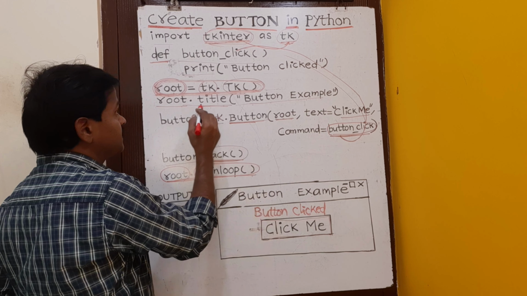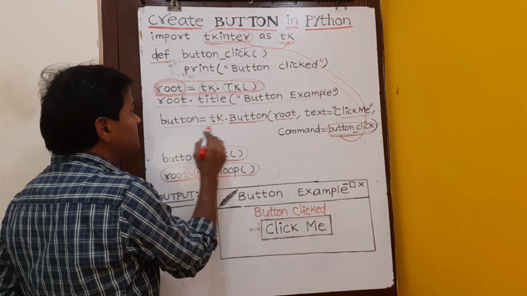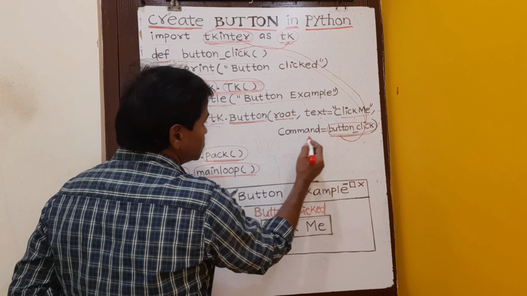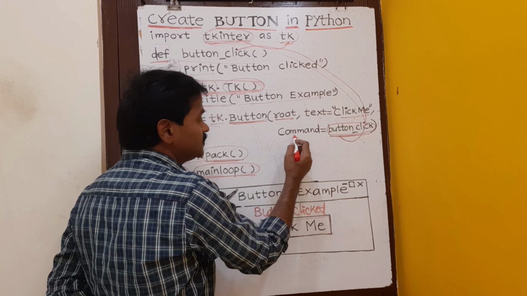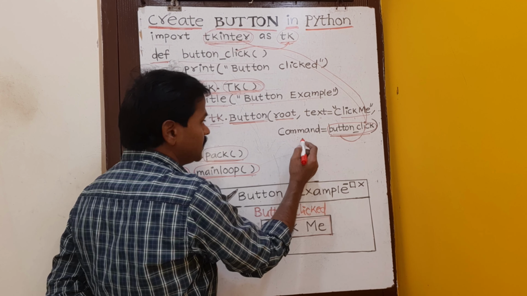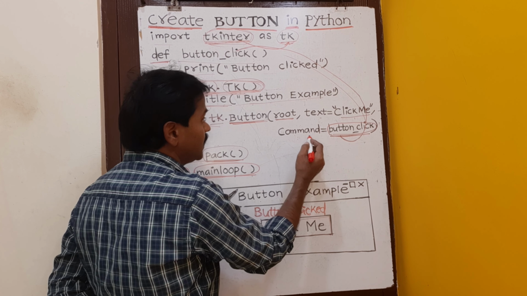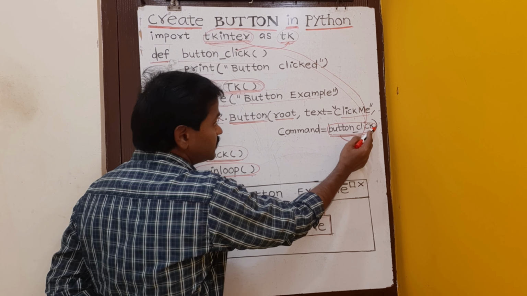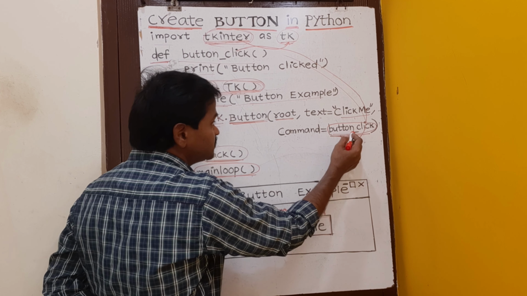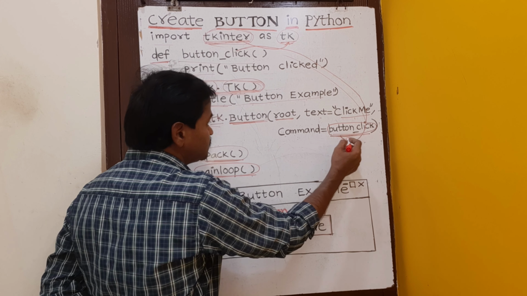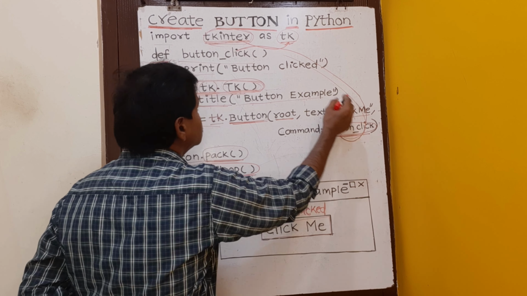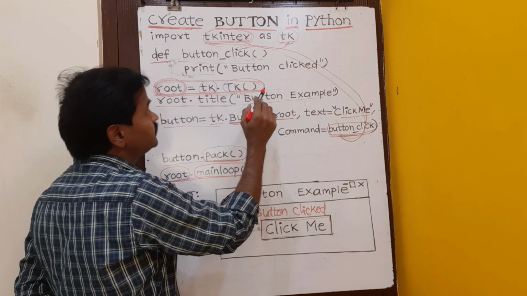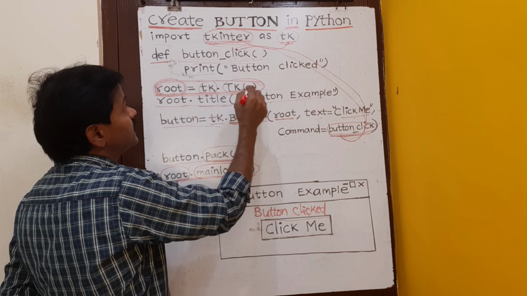You see here, after giving the title, we have to create a button with the Button method. On the root window, text is click me. What is the event on the button? If I click, what event will be handled? That is, the command is button click. This is a method. Here we won't write left and right parenthesis. Why? Because however many times you click on the button, that many times the action will be performed. Whenever we call this method, we will go to the defined method.